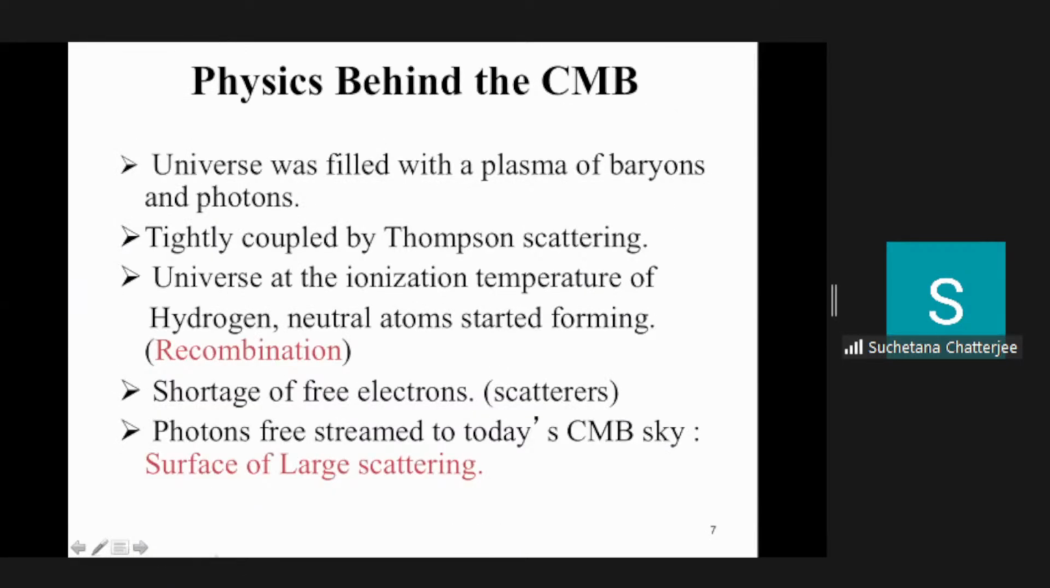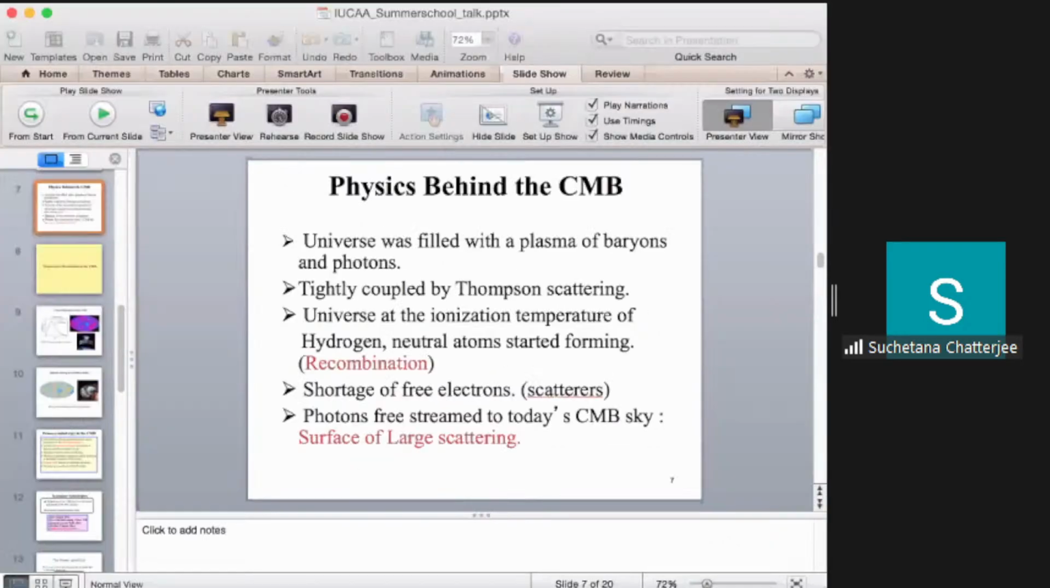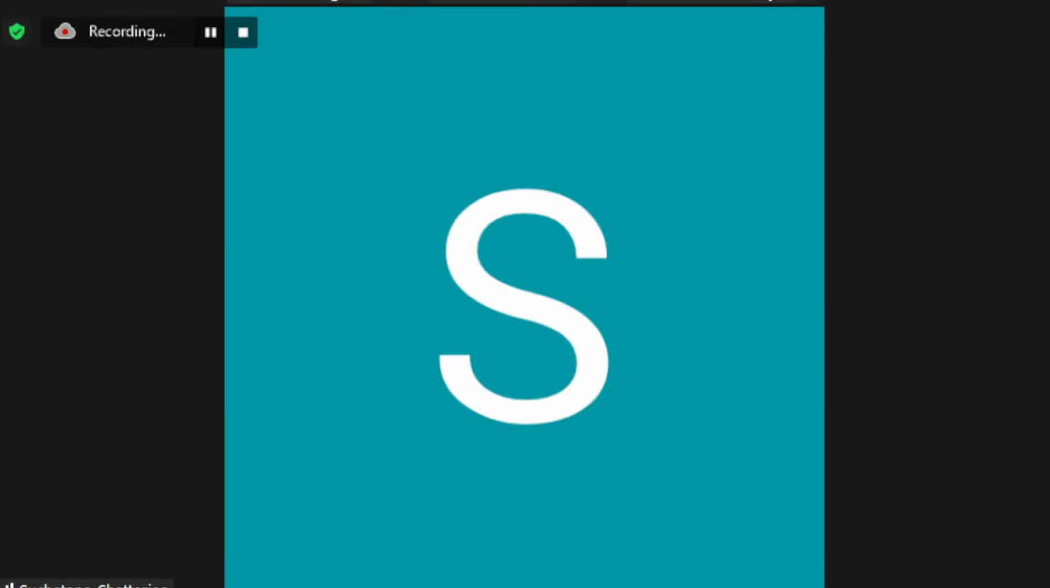Now we're going to talk about what this microwave background is. So for that, this is a slide, physics behind the CMB, but I'm just going to take a detour and do some board work to explain what this cosmic microwave background is.